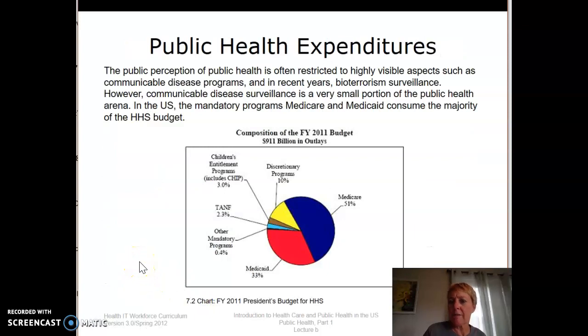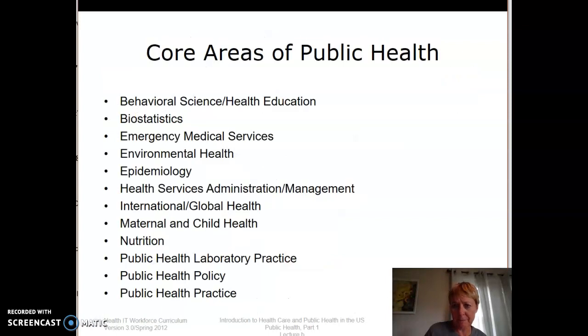Here's a little chart of our public health expenditures. If you look at that, it's not as much as other expenditures, but it's part of that. It's the public perception that public health is restricted to visible aspects such as communicable disease and, in recent years, bioterrorism surveillance. However, that's a very small portion of the public health arena. In the United States, Medicare and Medicaid still consume the majority of the budget.